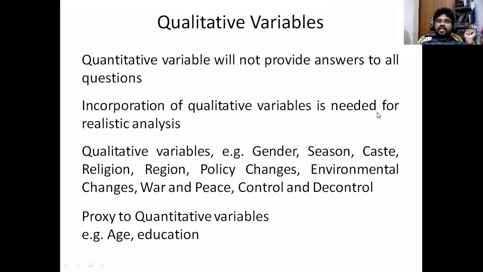Incorporation of qualitative variables is needed for realistic analysis. For example, if you take gender, male or female; season. Would you like to say the winter season is better than the summer season, or the summer season is better than the winter season? No. For example, caste: the OC is better than SCs, or SC is better than BCs, or BC is better than EBCs? We cannot say. Each has its own characteristics. Religions: we cannot say that Hindus are better than Muslims or Muslims are better than Hindus.